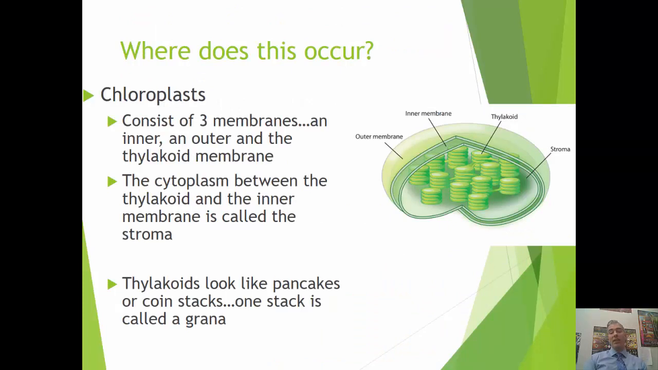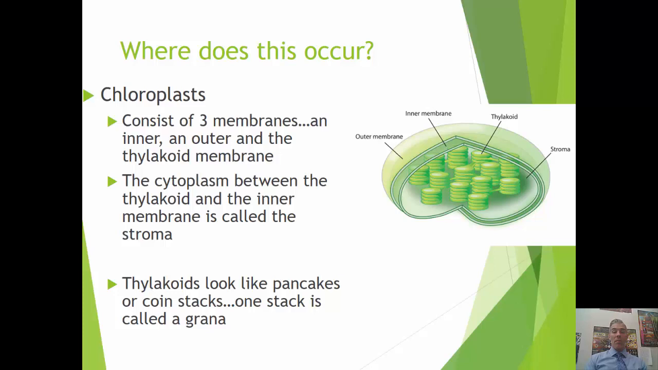Now chloroplasts are similar but not exactly the same as a mitochondria. Obviously they're green. They consist of 3 membranes instead of just 2 sets like the mitochondria does. There's an actual interesting explanation of why that is, but we'll get to that later. So it has an outer membrane, an inner membrane, and then on the inside it has thylakoid membranes.